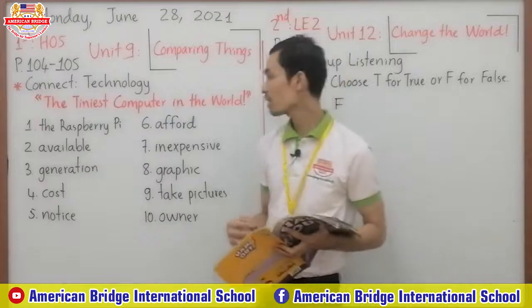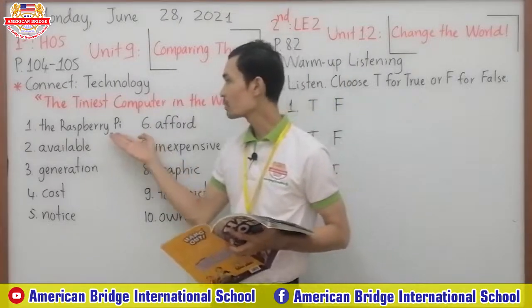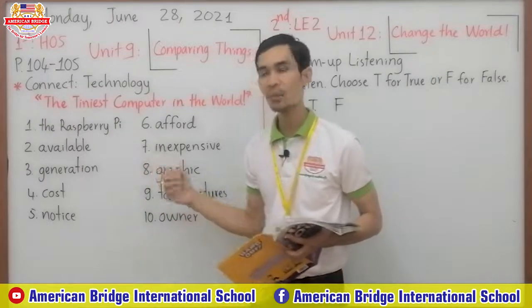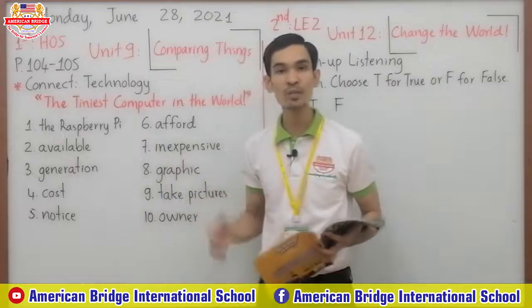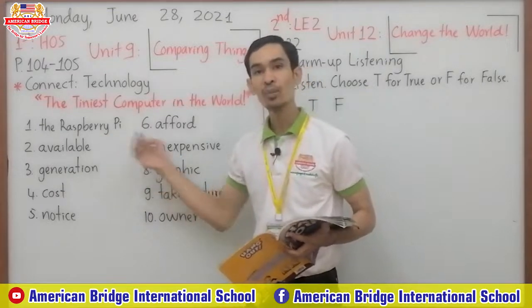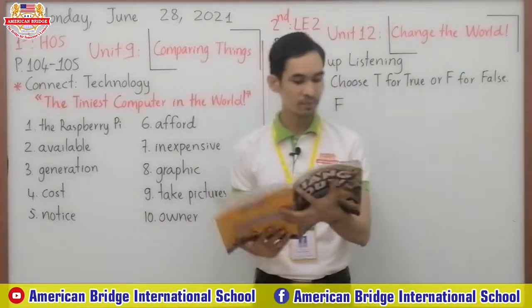Okay, in this paragraph, we have some difficult words, right? We have the name, the Raspberry Pi, the Raspberry Pi. You can pronounce raspberry. The Raspberry Pi, available, okay? Alright, so now let's continue to the second paragraph.